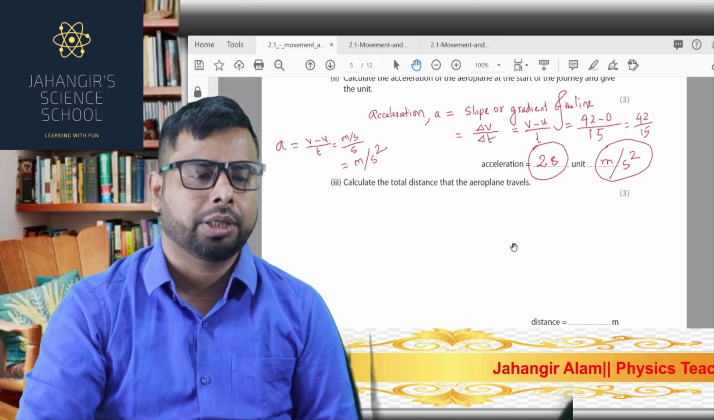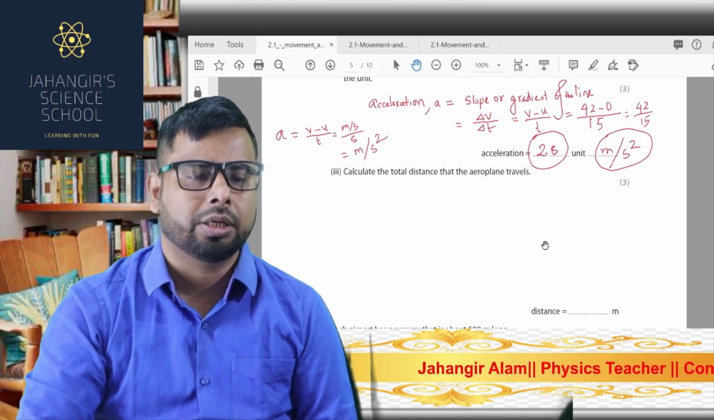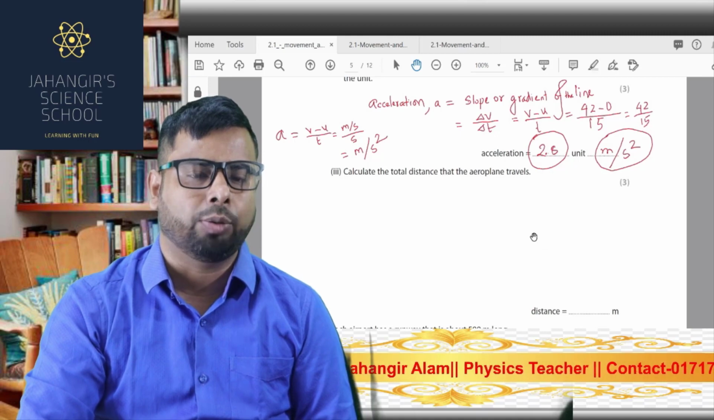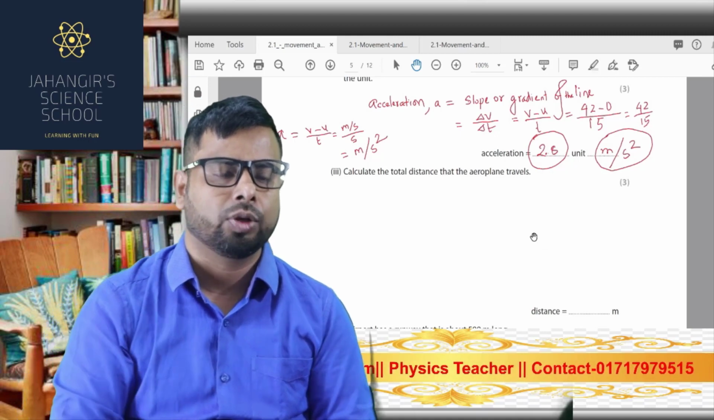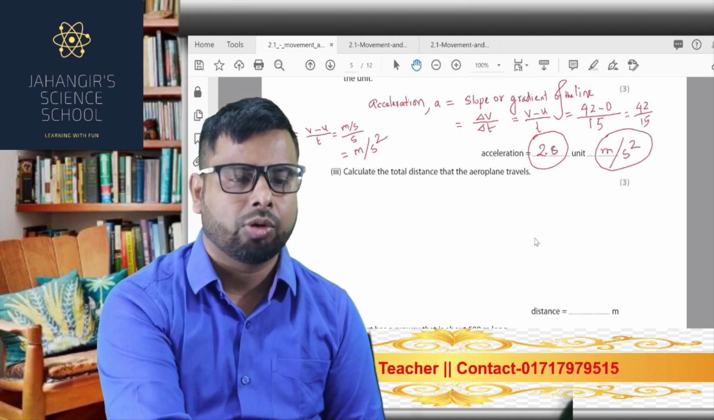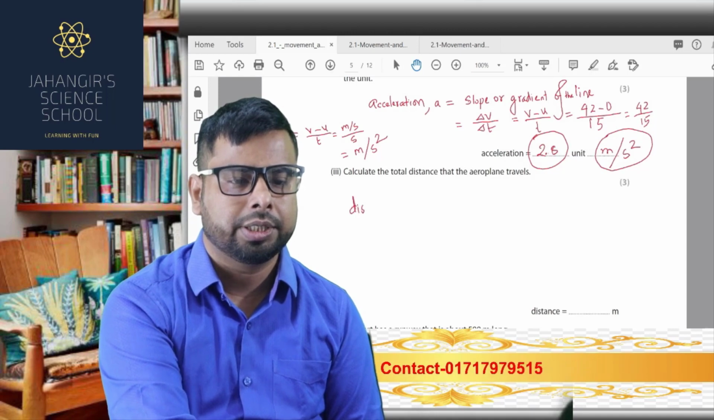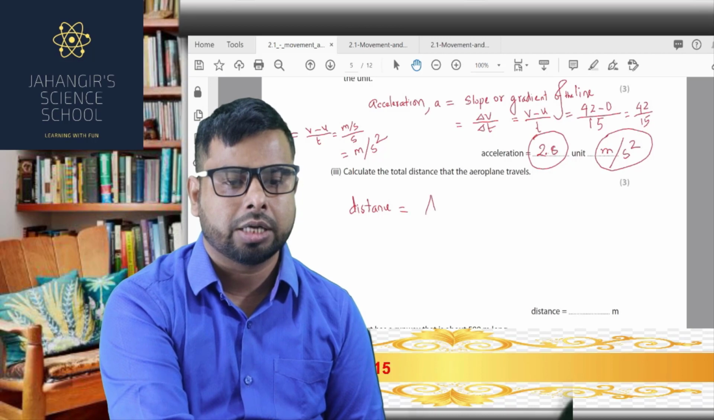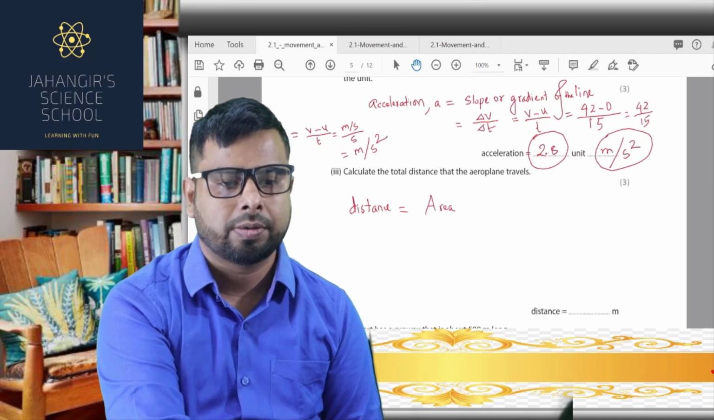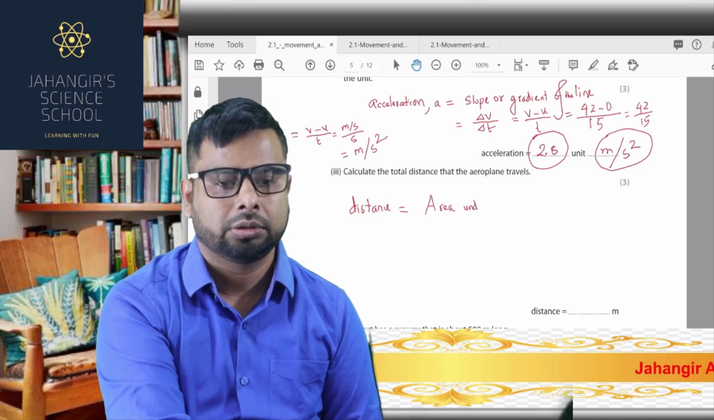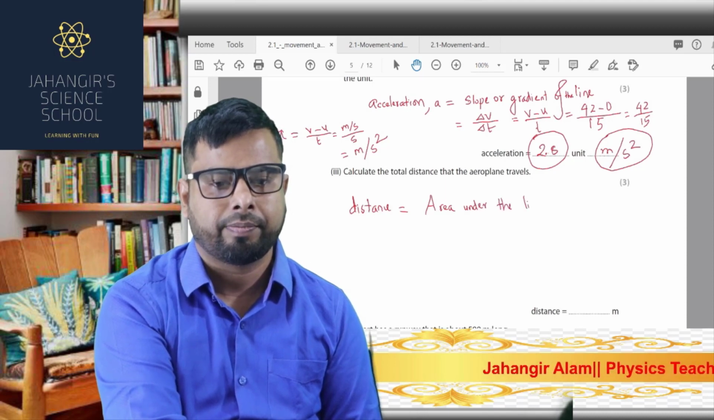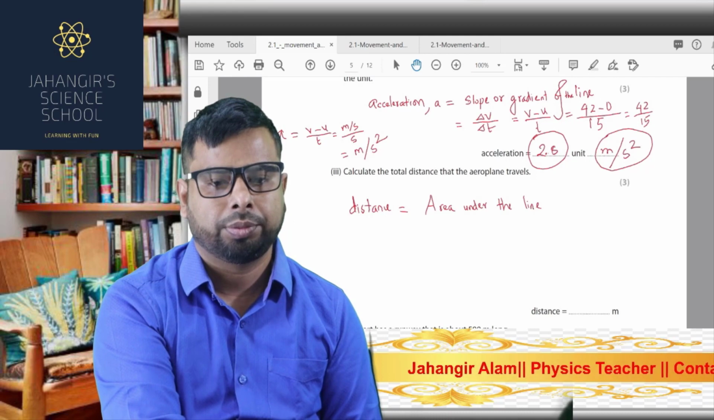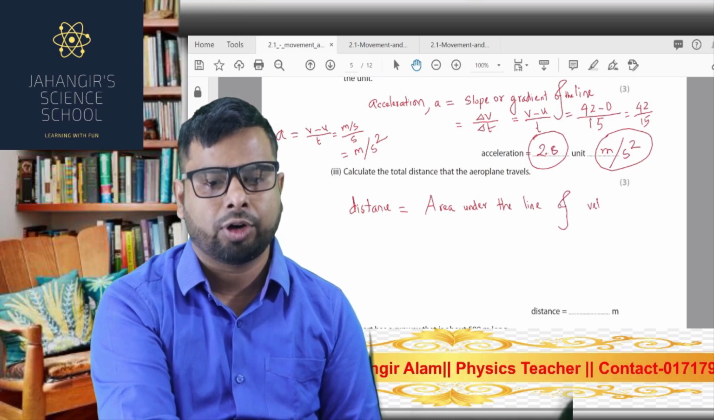Now the next part of question 3: the total distance that the aeroplane travels. We know distance equals the area under the line of the velocity time graph or speed time graph.